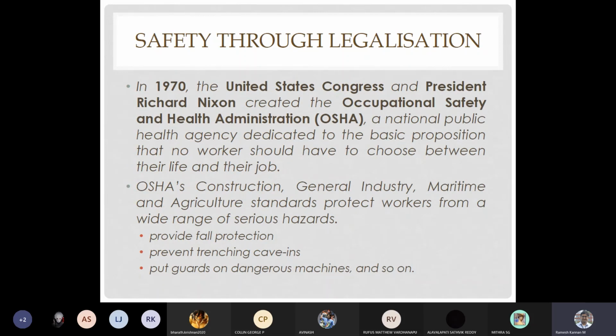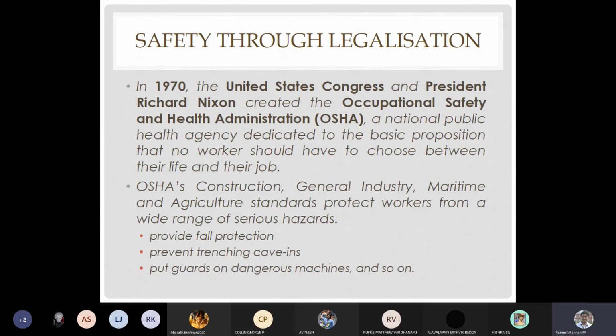It was created by Richard Nixon, the former president of the United States, and they developed this together with the United States Congress. Its nature is to provide a safer work environment, and it also looks into the healthier work conditions of the personnel, the workers, right? So the value of life of construction workers cannot be compromised. So they have this particular act.